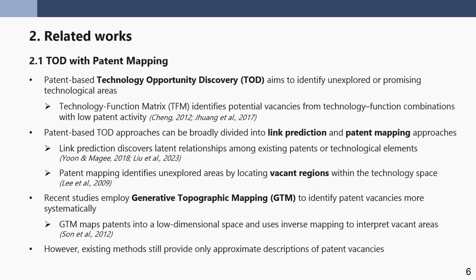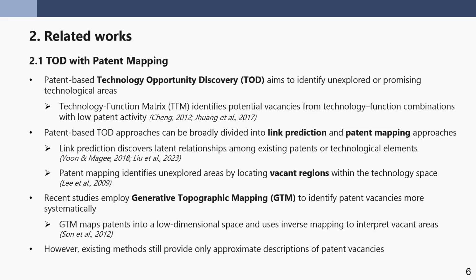Here is the literature on technology opportunity discovery using patent mapping. Patent-based TOD aims to identify unexplored or promising technological areas. One traditional approach is the technology function matrix, which identifies potential vacancies from technology function combinations with low patent activity. Patent-based TOD can be broadly divided into link prediction and patent mapping.